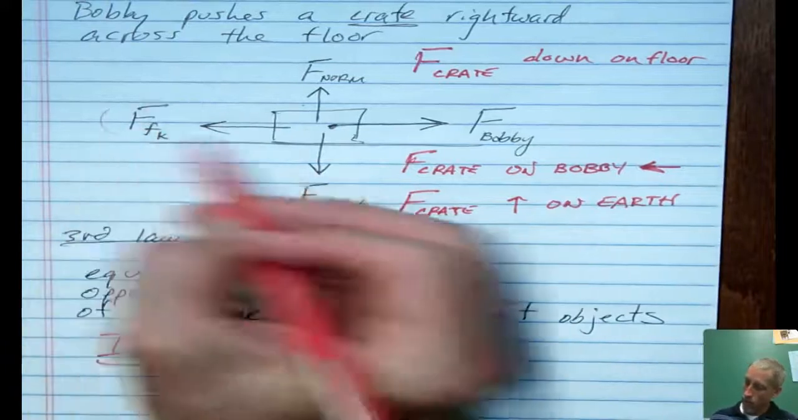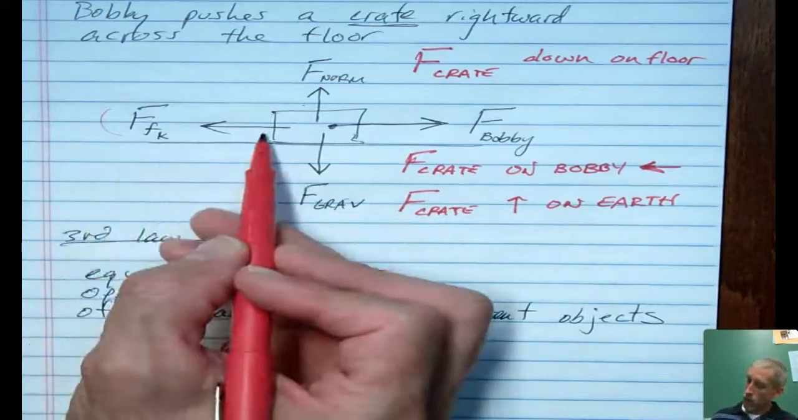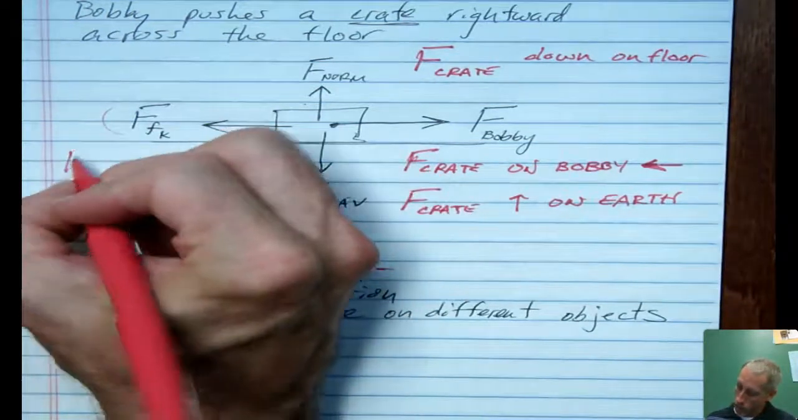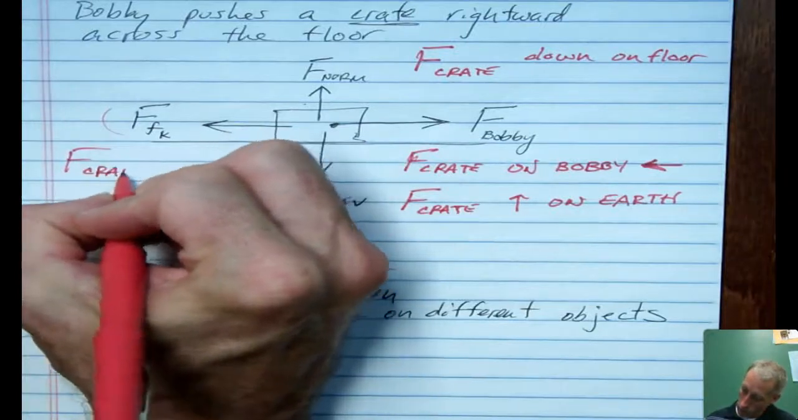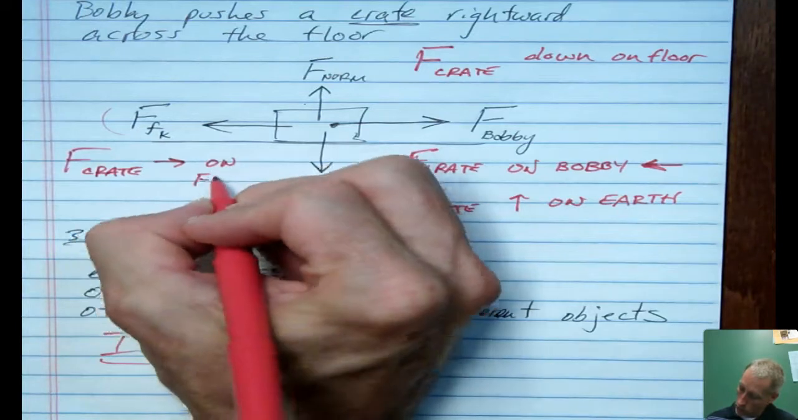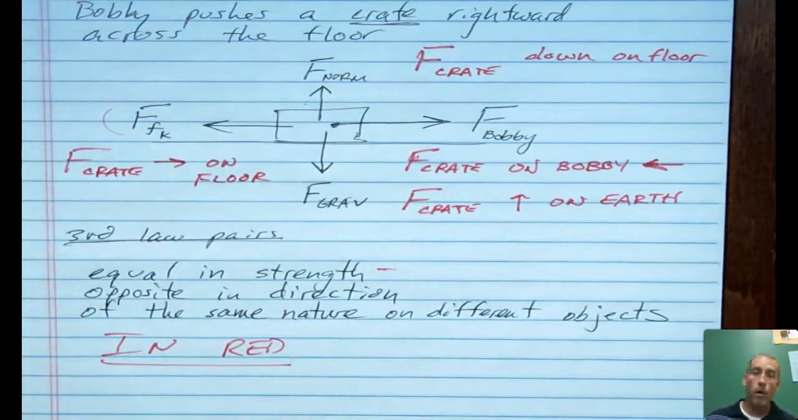Here's our fourth force here. This is the floor pushing leftward on the crate. And the third law counterpart is the force of the crate rightward on the floor. We are almost never asked questions about any forces on the floor, so we would never really draw that on any real problem unless we were specifically asked for a third law counterpart force, which is something I do in my class.